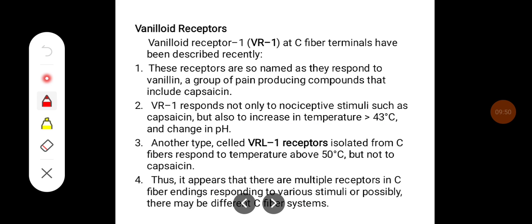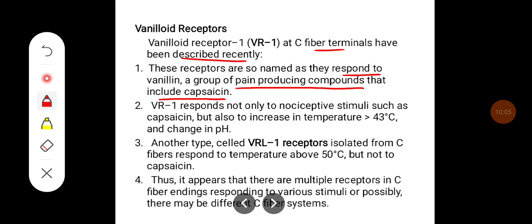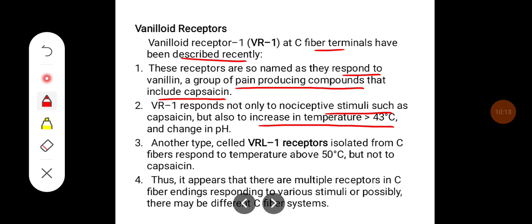Vanilloid receptors at C fiber terminals have been described recently. These receptors are so named as they respond to vanilloids, a group of pain-producing compounds that include capsaicin. The VR1 responds not only to nociceptive stimuli such as capsaicin but also to an increase in temperature more than 43 degrees Celsius and change in the pH also.